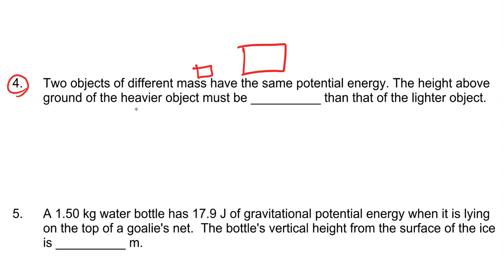So the height above the ground of the heavier box: 2 objects of different masses have the same potential energy. So I'm going to put them on my shelf, and one box is going to be here and one box is going to be up here. The height above the ground for the heavier box must be what in order to have the same potential energy? Just try and think about it, and we can reason it out. And look at the key. Look at the filled in notes for the answers, and let me know if you have any questions.